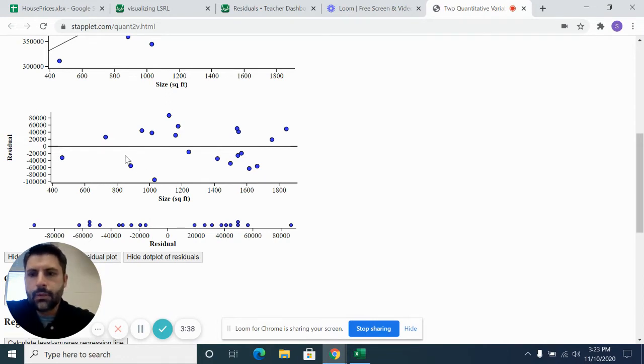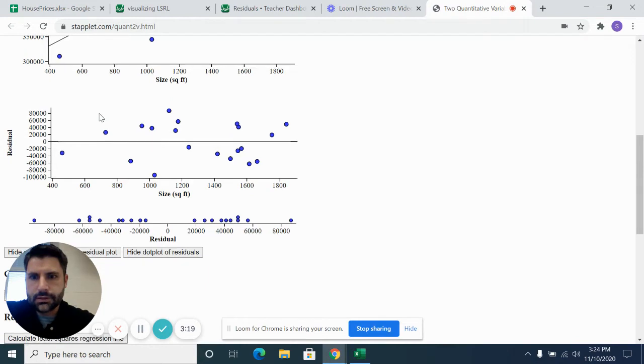And what we're looking for here is a lot of noise. So it should be just very random. We shouldn't see any curved patterns, and we shouldn't see any increase or decrease in variation from left to right. And that looks like it's what's happening here. So the linear model appears to be fairly good in this particular instance.